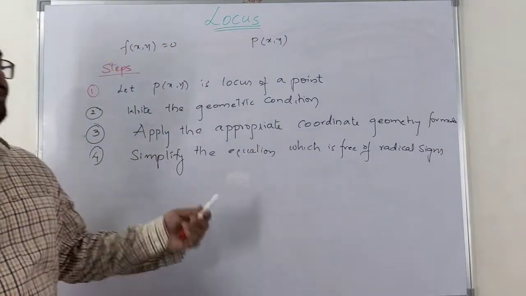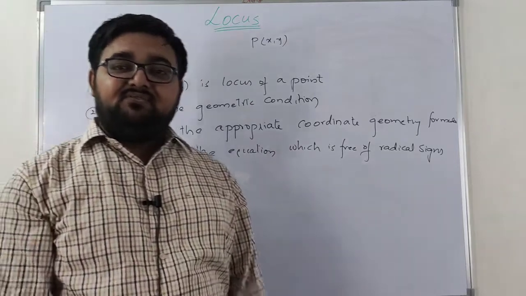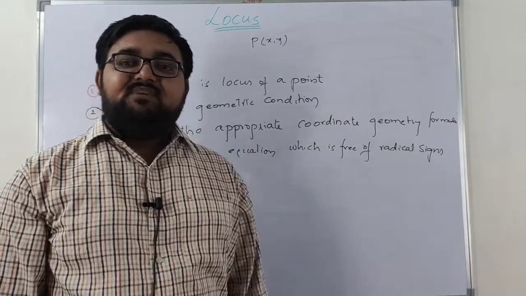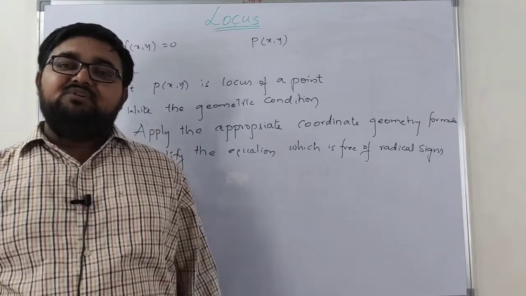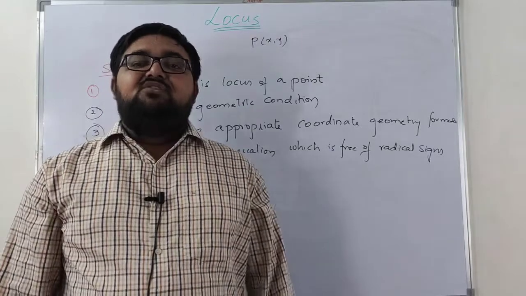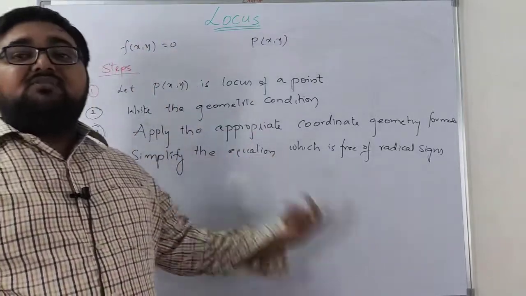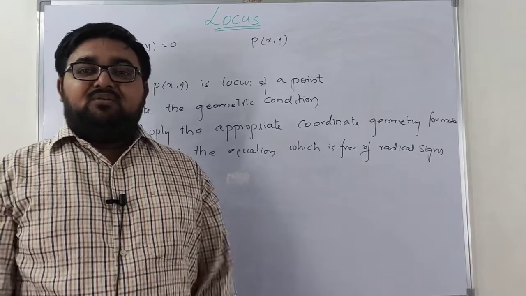Next, after that you need to simplify, and if you have any radical signs, finally you need to free them from their radical signs by either squaring or cubing on both sides. Mostly by squaring and cubing we are going to get it, in most of the problems, right? If you follow these 4 steps, you are going to solve each and every problem of a locus.